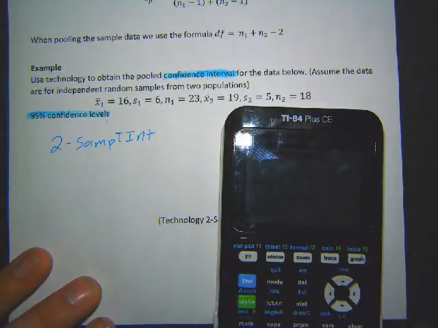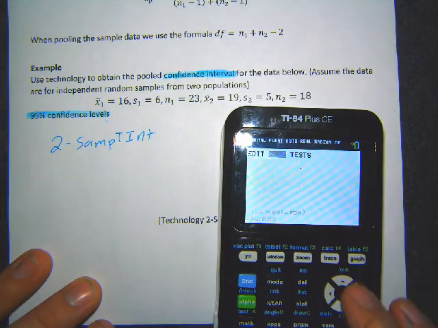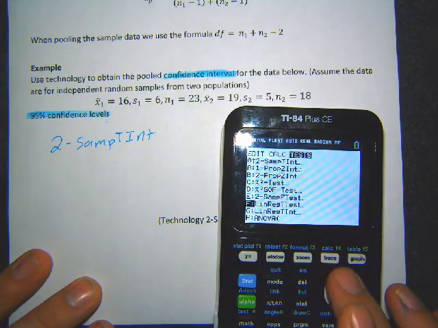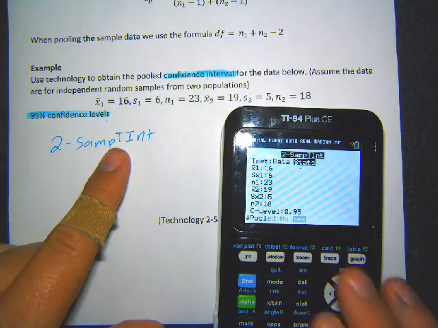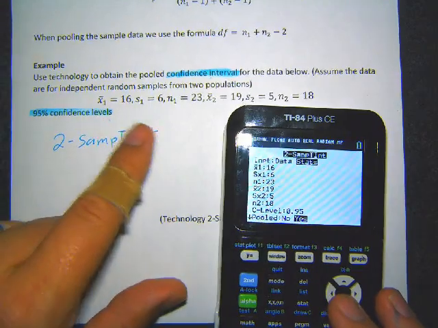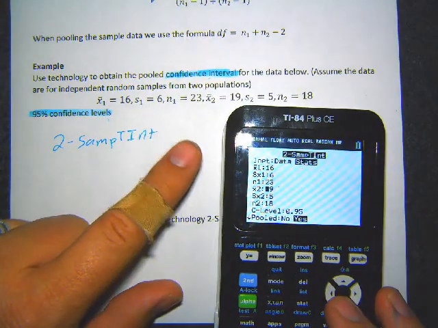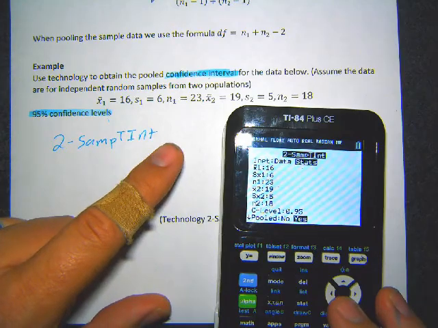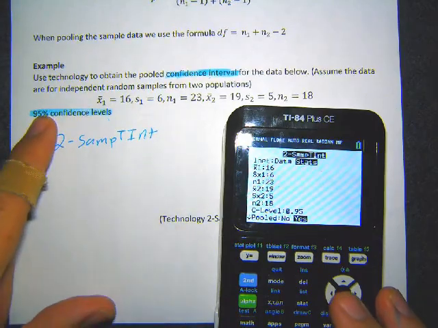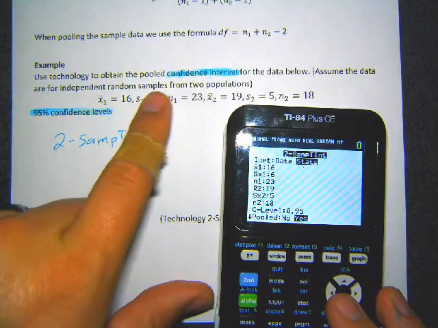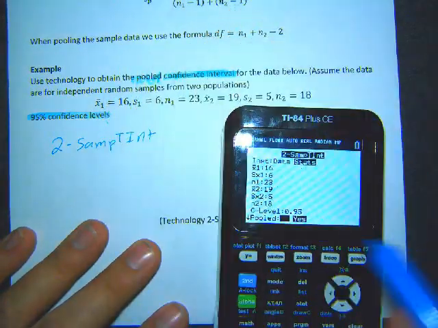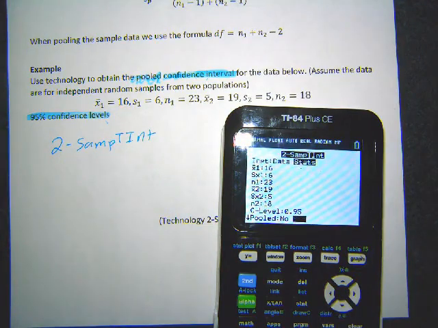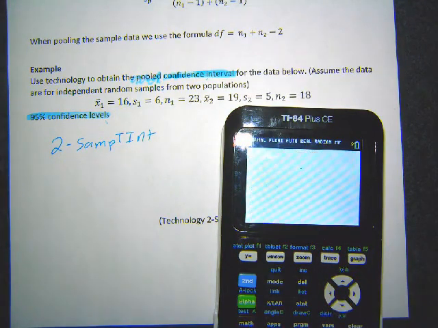Keep these notes kind of short and sweet. So let's go to stats, tests, 2-SampTInt. I went to the bottom, so I have to go up to 2-SampTInt. So again, t interval, we're not going to use the other one. This should be 16, 6, 23, 19, 5, 18. Confidence level is 95%, so I'll leave that. But this time, pooled, it is pooled. I'll make sure that that says yes. So it does say yes, so I'm good to go. And I can hit calculate.